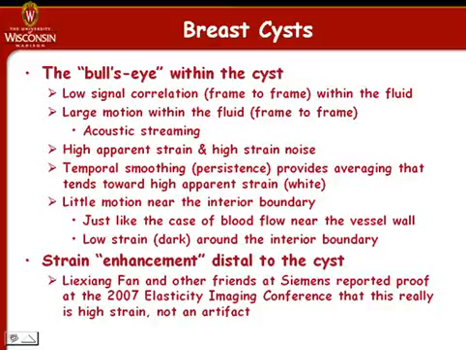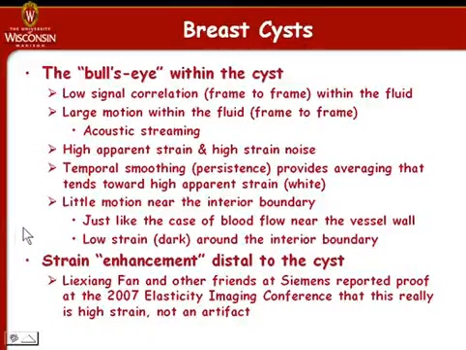And that results in high apparent strain noise. Then if we use temporal smoothing or persistence, averaging a sequence of frames to generate one frame, that will result in an averaging among those frames that have a fair amount of white in them, which tends toward a high apparent strain, or brighter than medium gray.